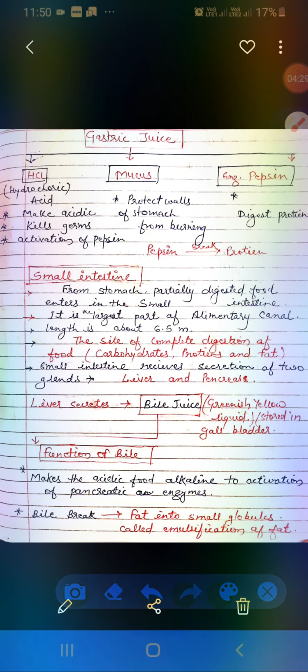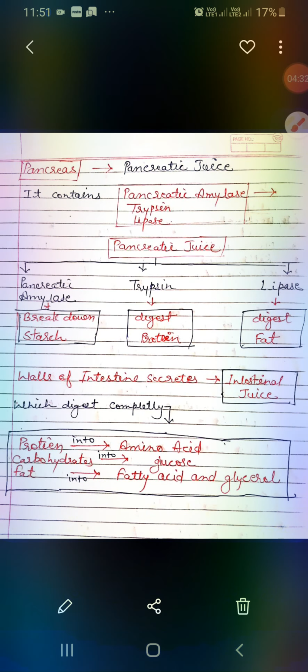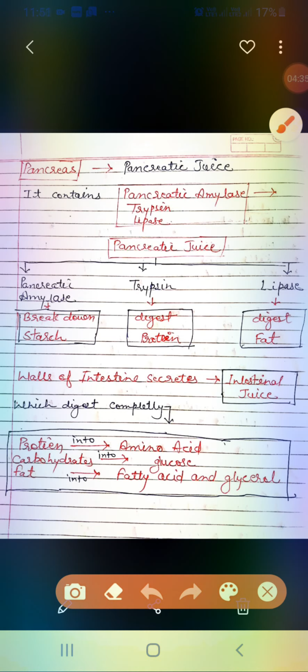Next, we come to the next organ, the pancreas. The pancreas is also a gland, known as an exocrine gland, and it releases the pancreatic juice. Pancreatic juice means the liquid secreted by the pancreas. Basically, pancreatic juice contains three different enzymes: pancreatic amylase, trypsin, and lipase. These three are the pancreatic enzymes.